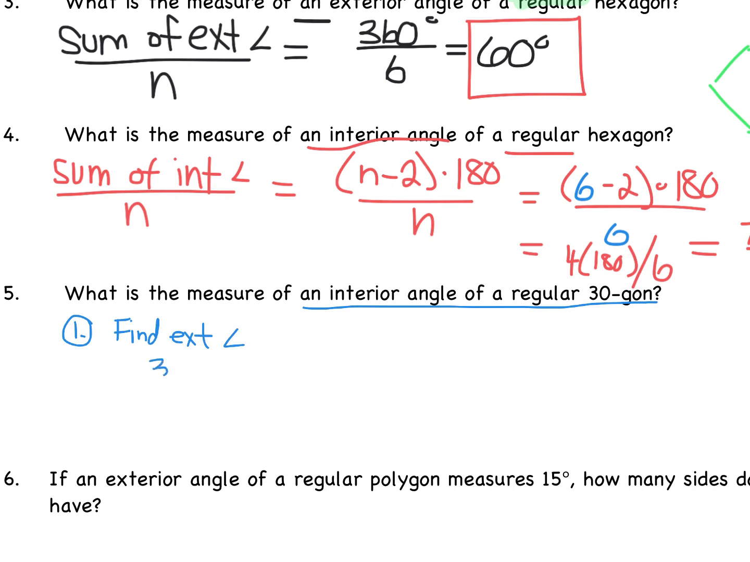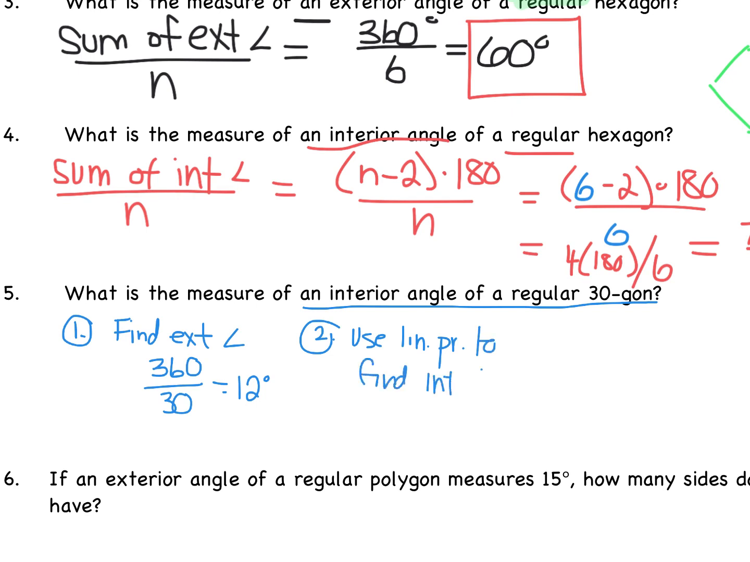How would I do that? It's always 360 divided by the number of sides that the shape has. So 360 divided by 30 is 12 degrees. And then use linear pairs. So use linear pairs to find the interior angle.